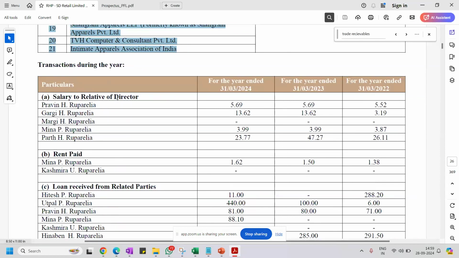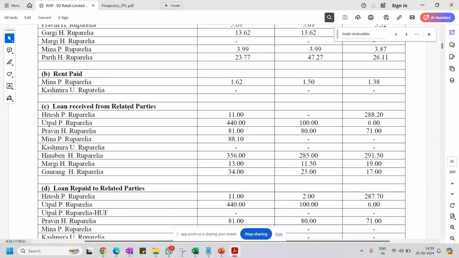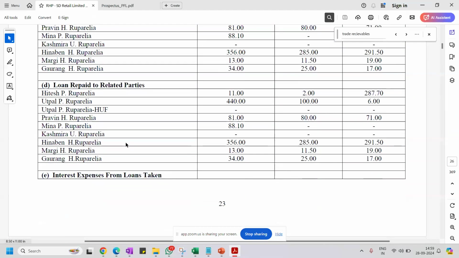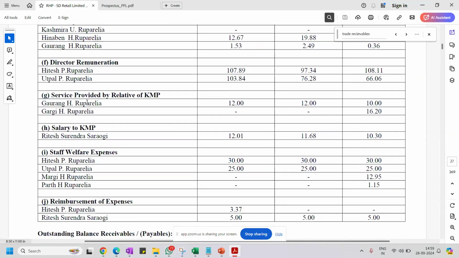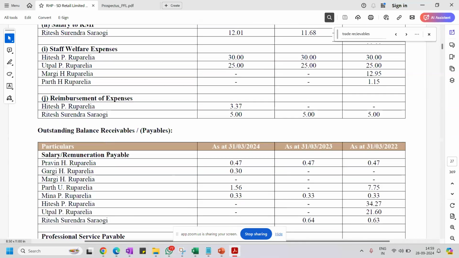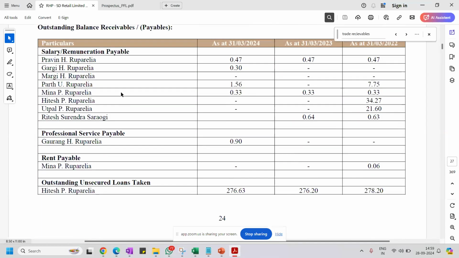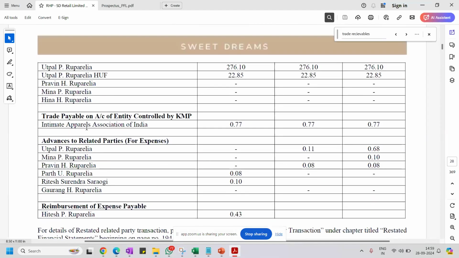And you can see here how much salary the company is paying to various directors or the promoter, if there is a loan received or repaid, if there is an interest which has been given, if there are any other services. Yeah, there are open balances from various companies. For example, Intimate Apparel Association of India, there is an outstanding amount of 0.77 crore. So this can give us information on how clean the books are.